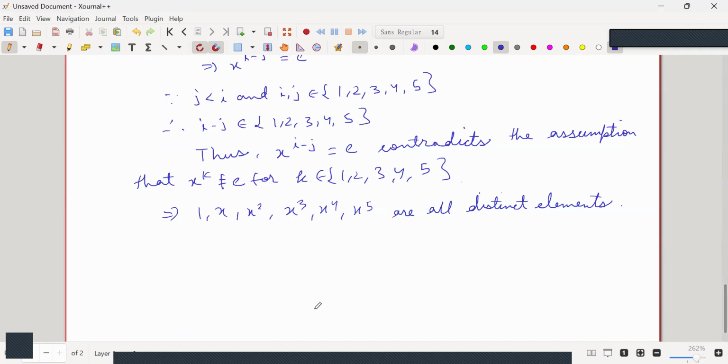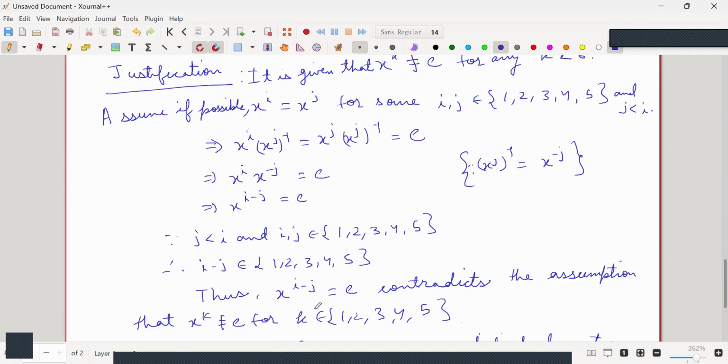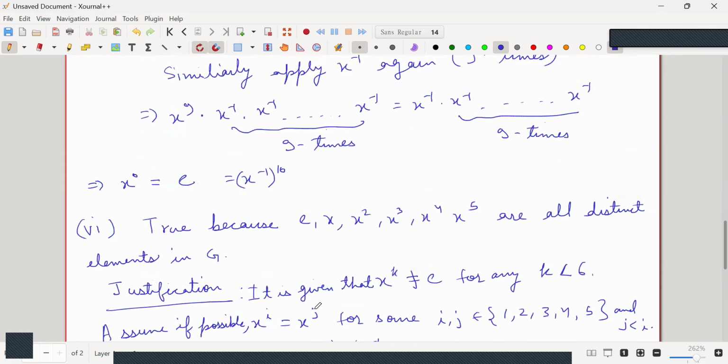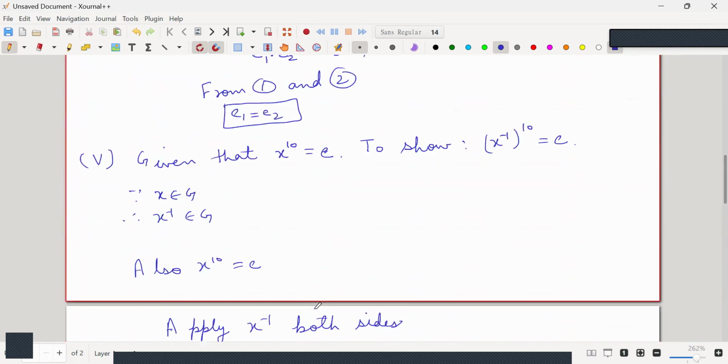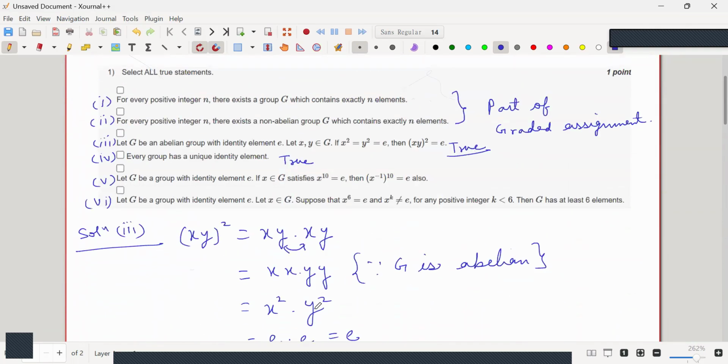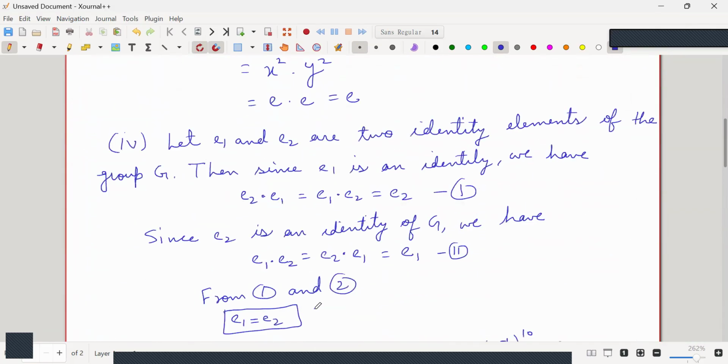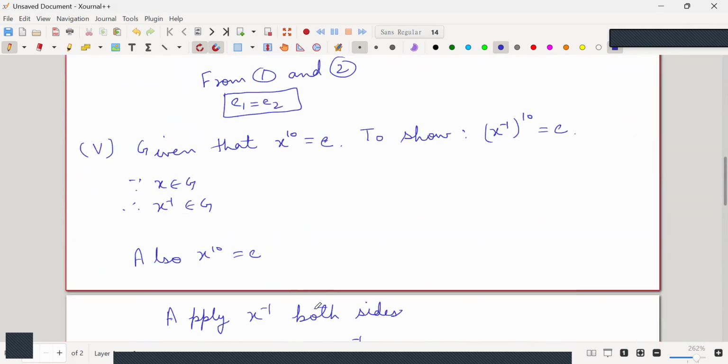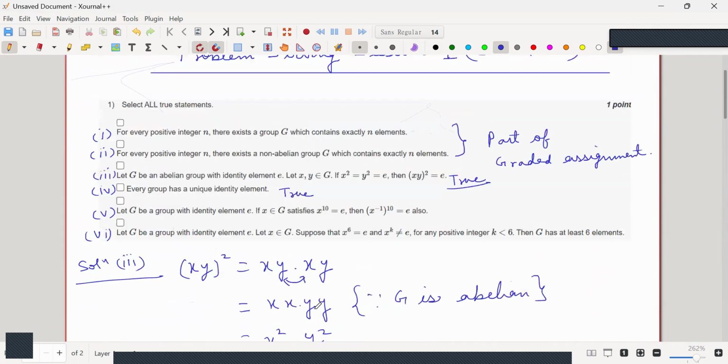Okay. So I hope it's clear. If not, you can stop me anytime and ask your doubts. This finishes the first problem in the practice assignment. So these two statements are also true.